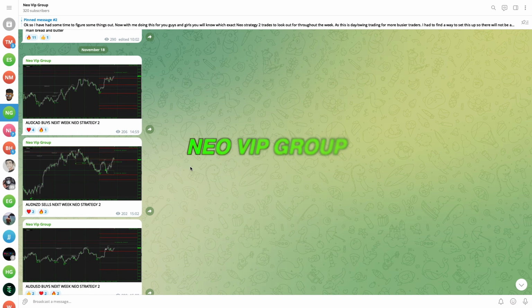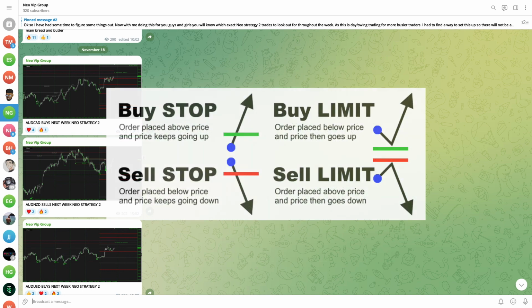Now let's get into this. This is the NEO VIP group here, and using the NEO indicator expert advisor with this actual indicator, I am actually telling you what trades you need to be looking for every single week in the market, and you will be able to put buy and sell stops on those trades.